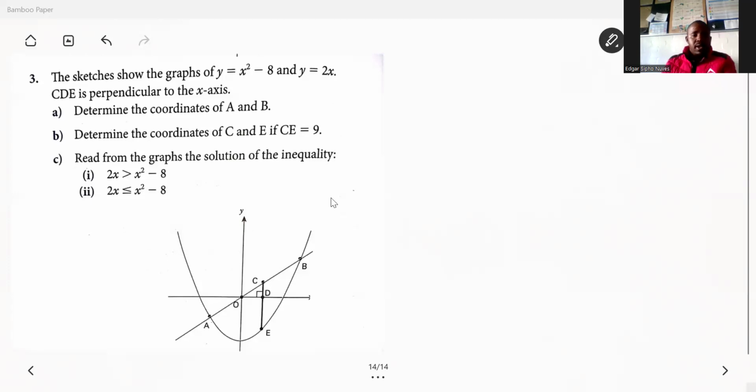So this is a question here. Now, the question that you have to do is this one. Determine the coordinates of A and B, determine the coordinates of C and E, and read from the graphs. Okay, let's try and address this now. So the graph shows us a parabola, a positive parabola, a happy one, y equals x squared minus 8, and a straight line, which has a formula y equals 2x. So CDE is perpendicular to the x-axis. Now the first thing they ask us to work out is the coordinates of A and B.